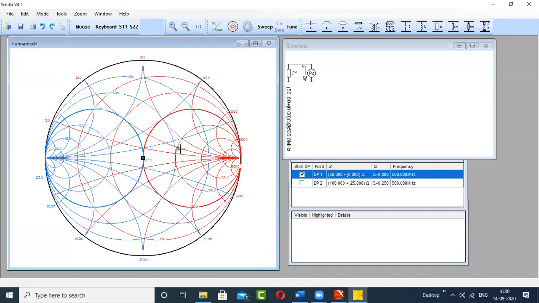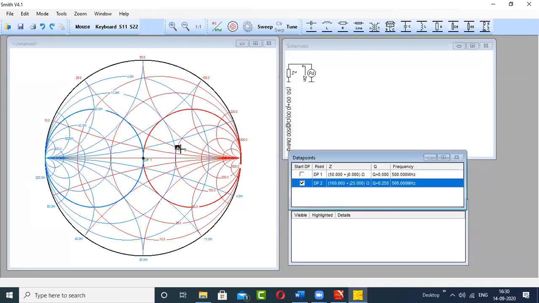This time the load is inside. So you can see that here, the load is inside. And the frequency I have chosen is 500 megahertz because I forgot to change the frequency.